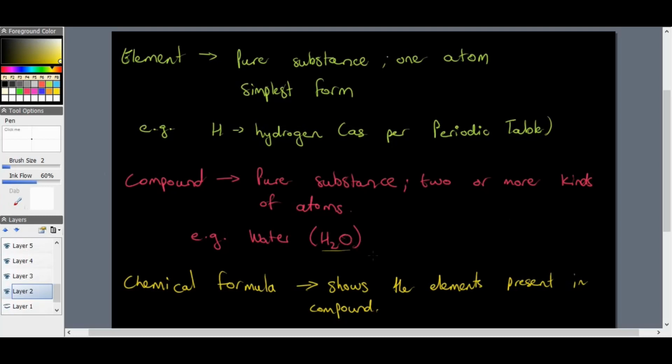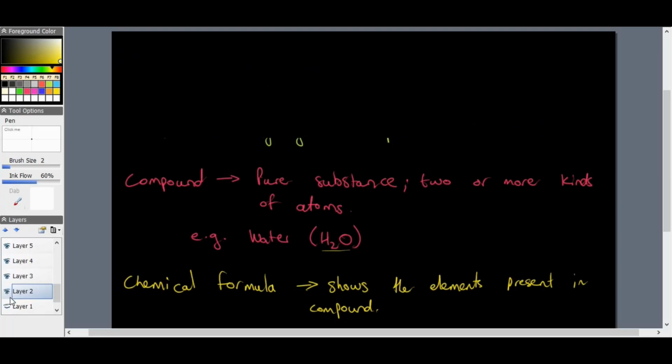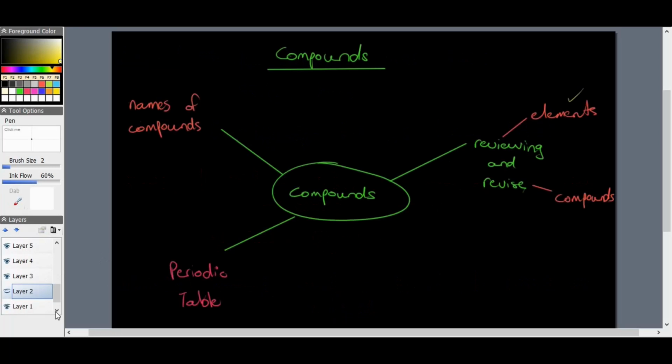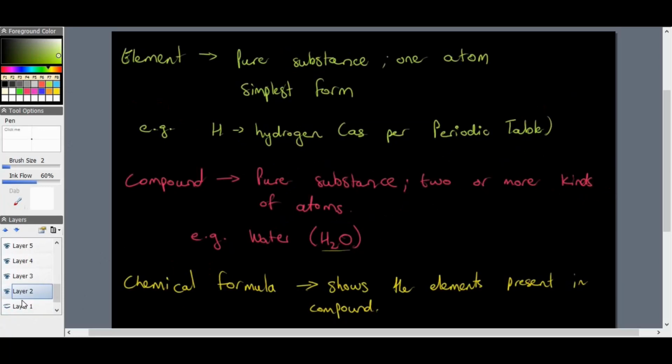So those are some of the key words that we learned in grade 8, or last year, I do believe, if my memory serves me correct. That's about just the review and revising when it comes to elements and compounds. So just put that in play. We've had a look there. All right, here we are.